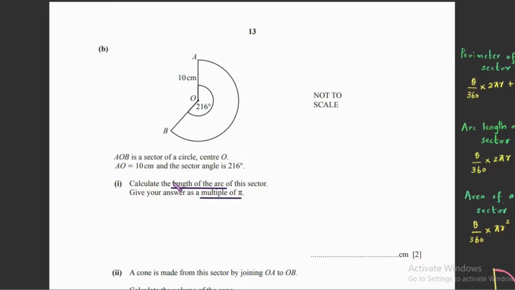But here it's not about the perimeter of the sector, but it's just the length of the arc. So we are supposed to calculate only the arc length. So in that case, we will use the formula angle out of 360 times 2 pi r. We do not add the 2 radius to it. So here the angle is 216. So we can write it out of 360 times 2 times pi times the radius, which is 10. So when we put this in the calculator, we will get the answer.